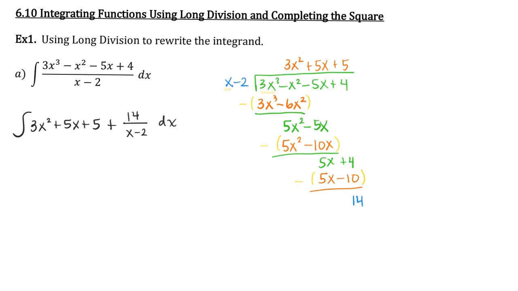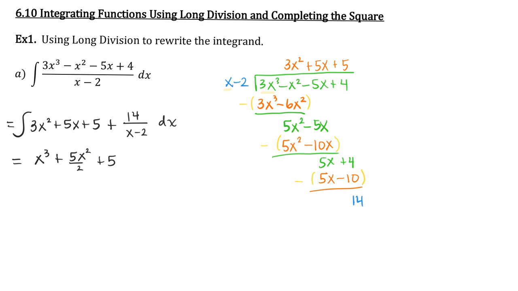Okay, after all that work, my actual goal is now to take the antiderivative. So the integral of 3x squared is 3x cubed divided by 3, which is x cubed. And then 5x squared divided by 2, plus 5. And then I have 14 over x minus 2, which I know is going to be some kind of ln function. Okay, should I do u substitution? I'm going to do u substitution.